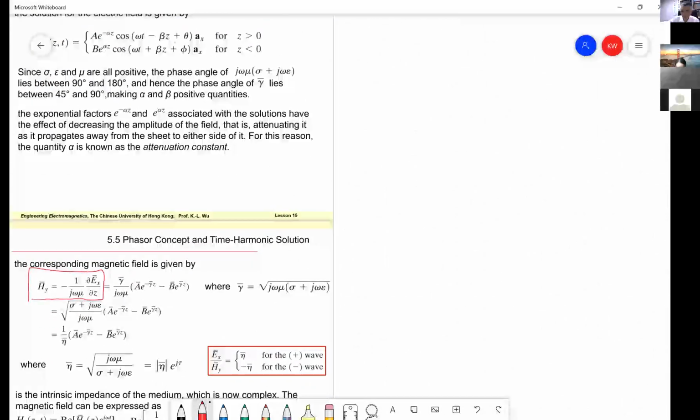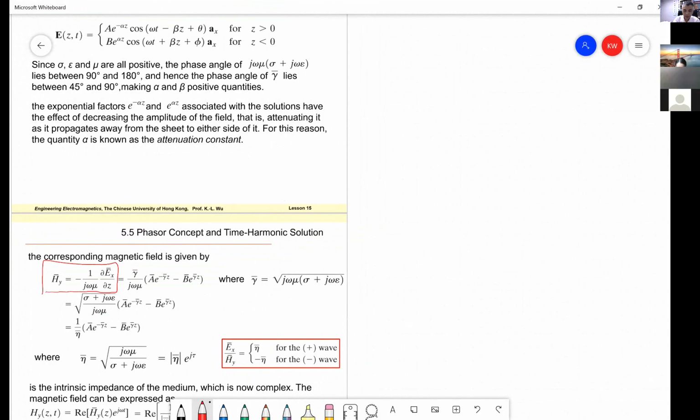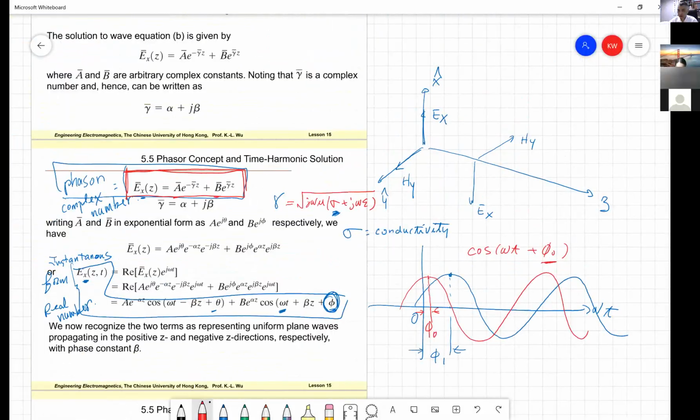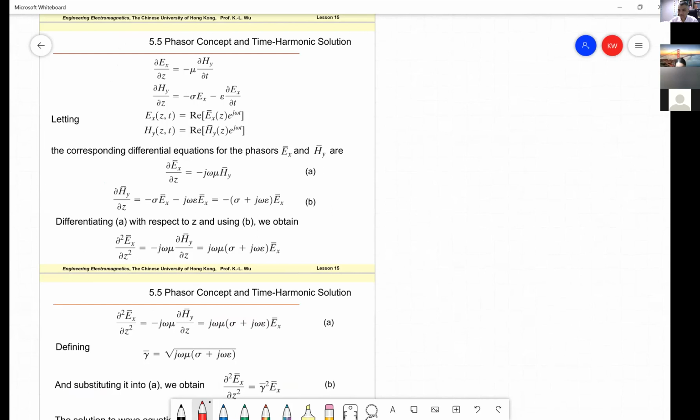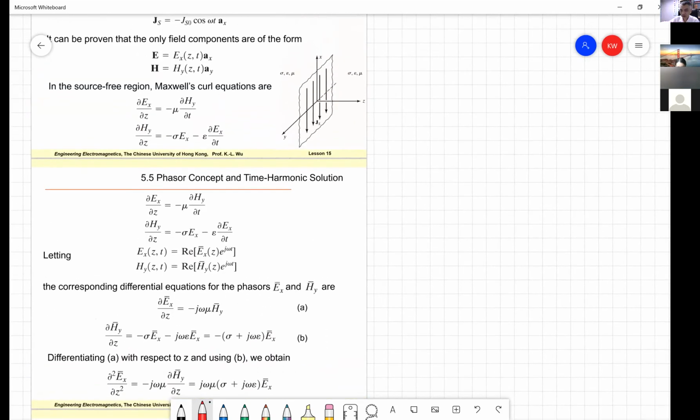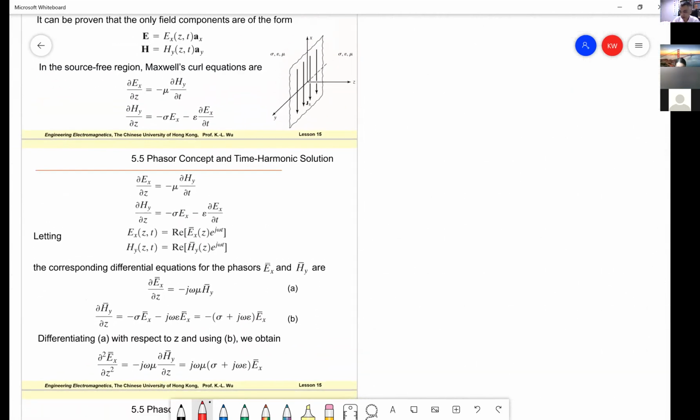Okay, we are looking for the magnetic field. How do we find the magnetic field from the electrical field? Then we had a phasor form for Maxwell equations. If you look at this, that means time, this is coming from here.